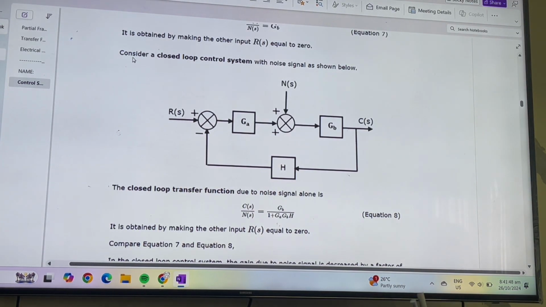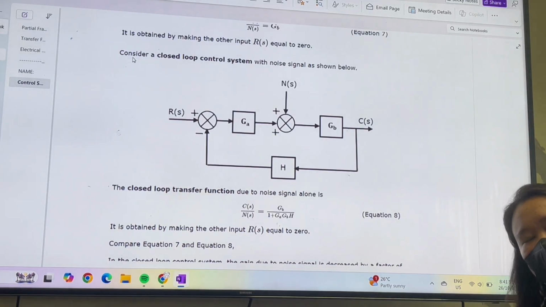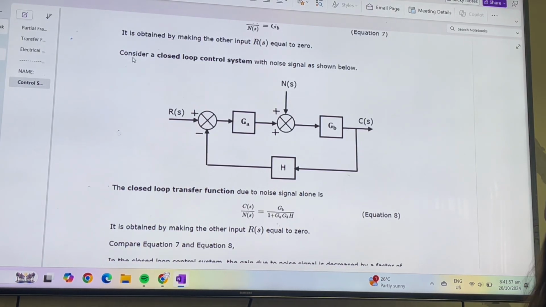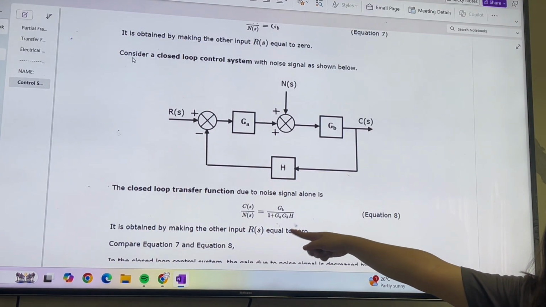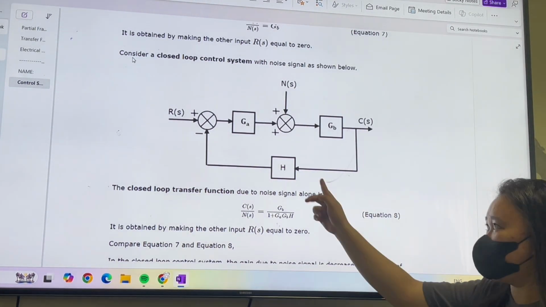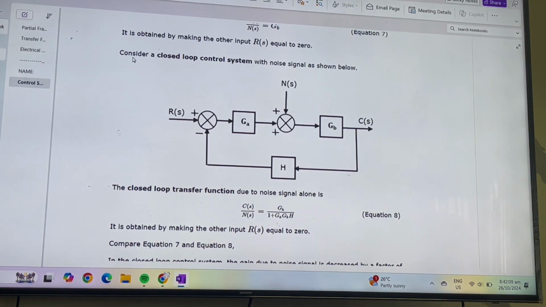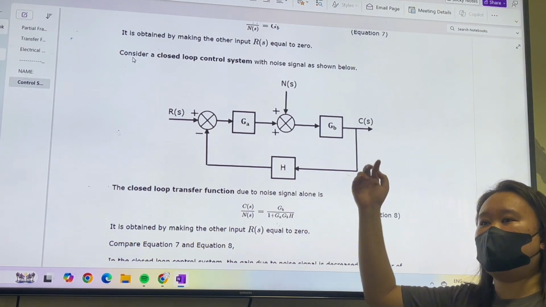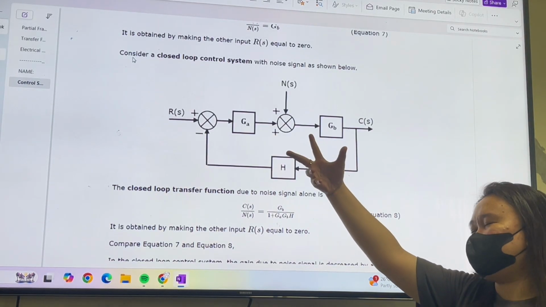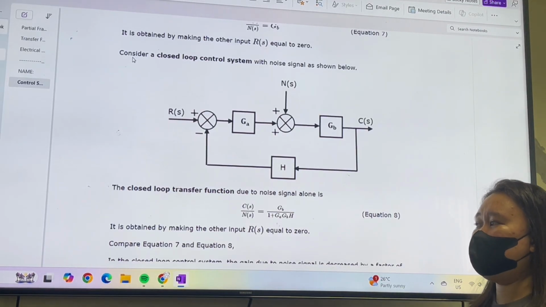Okay? So the closed loop function due to noise signal alone is, of course, the general formula G all over 1 plus GH. But since we have two blocks of G here, GA and GB, and H, you multiply them, since these two are cascaded. So it is GB all over 1 plus GA GB H. Okay? So GB is the G, all over 1 plus the product of the two transfer function or gain blocks, multiplied with the feedback block H.